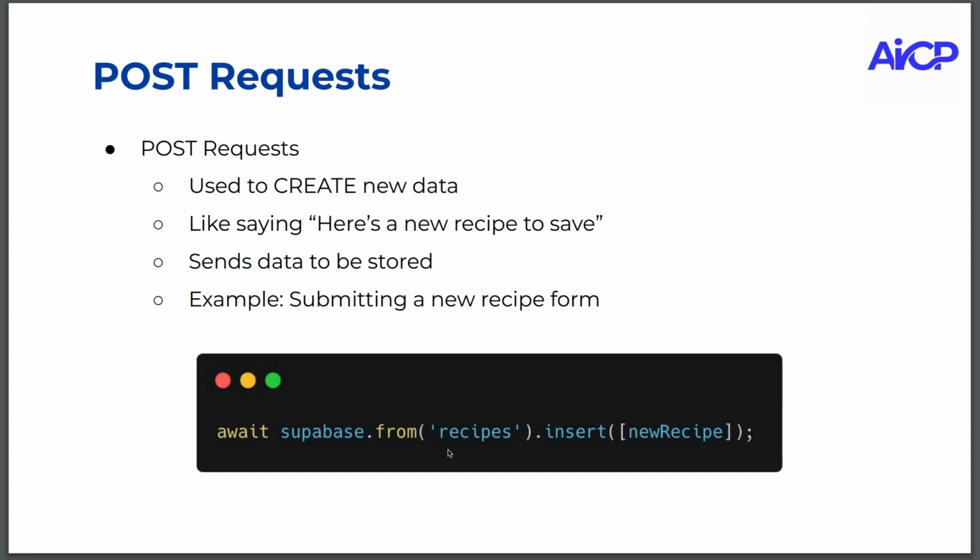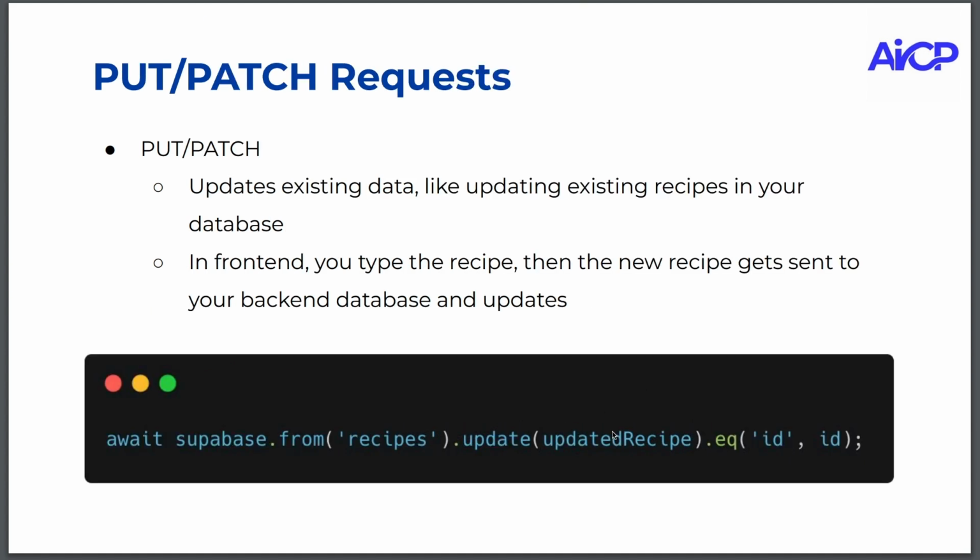So right here, we have this await, and then we're creating a new recipe within our recipes database. All this HTTP request is doing is essentially connecting our front end to Supabase and having Supabase, within their own dashboard, update all the information for us. Next, we have put and patch requests, which update existing data. So like updating existing recipes in your database.